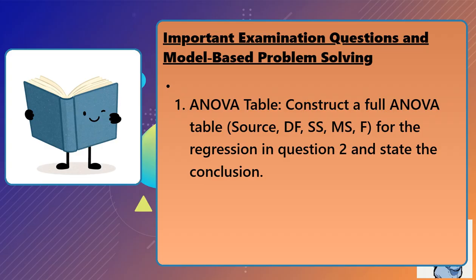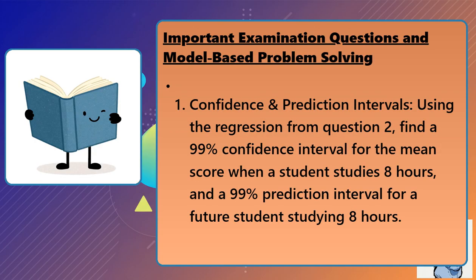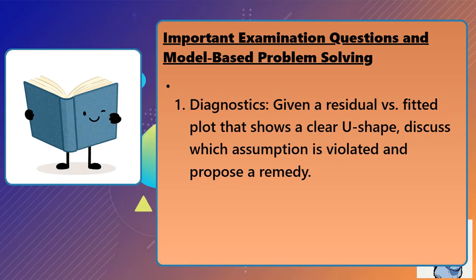4. ANOVA table: construct a full ANOVA table (source, degrees of freedom, sum of squares, mean square, F) for the regression in question 2 and state the conclusion. 5. Confidence and prediction intervals: using the regression from question 2, find a 99% confidence interval for the mean score when a student studies 8 hours, and a 99% prediction interval for a future student studying 8 hours. 6. Diagnostics: given a residual versus fitted plot that shows a clear U shape, discuss which assumption is violated and propose a remedy.